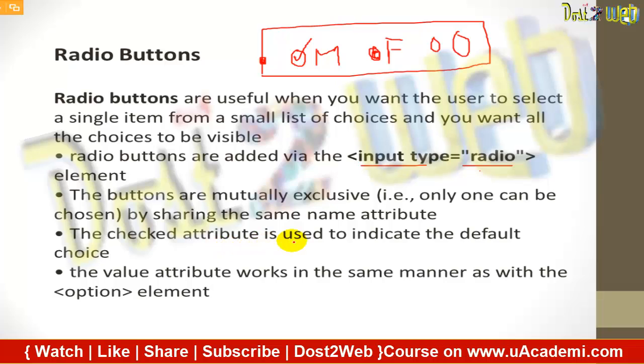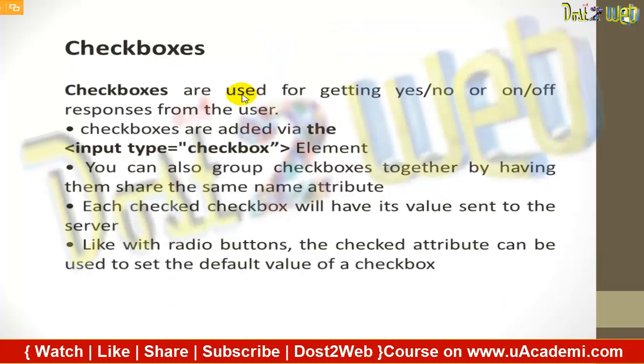The checked attribute is used to indicate the default choice. By default, one choice will be selected, and you have to change that. And the value attribute, here also you have the option. The value attribute works the same manner as we have seen in the option element. Then you can add the radio element.